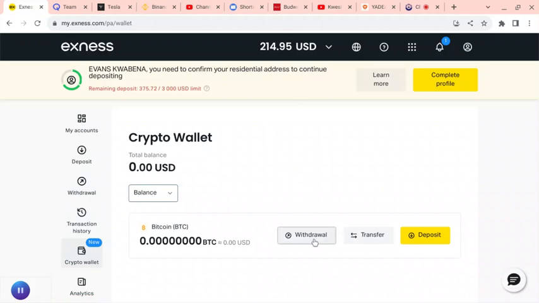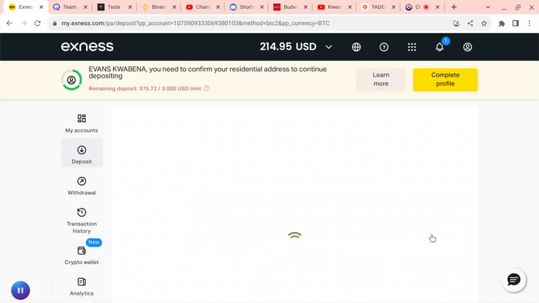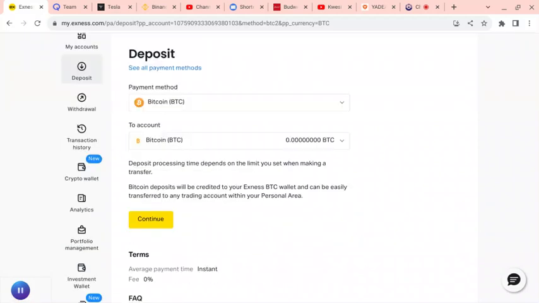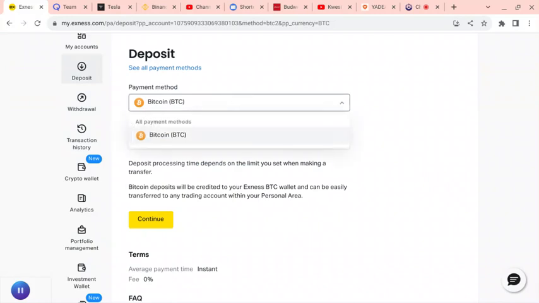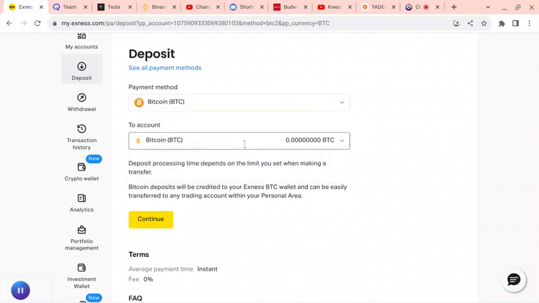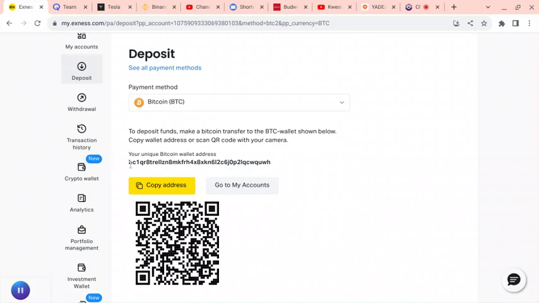You see that we have withdrawal, we have transfer, and we have deposit. So you go to deposit. Everything that we have, you can change over here. But this one is my crypto wallet, so the USDT will not appear here. Only the BTC, that's the Bitcoin. Everything in Bitcoin. Now go to continue. So they will generate my BTC wallet address for me. So this is my BTC wallet address.